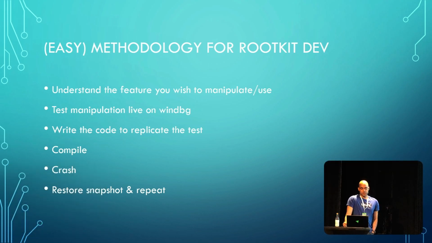The way you usually go about it, obviously it can be different, but you will try to understand the feature you wish to manipulate or use, and then test that manipulation live on WinDebugger, if that's possible, or easier. Then write the code to replicate the test, compile, crash, and restore a snapshot, and repeat. The crash in the kernel usually translates into a blue screen, and you don't want to be wasting time just restarting the VM. So what you would usually do is take a snapshot of the VM right before you do whatever you want to do, and you then just restore it. That's a very common thing when you're doing that.